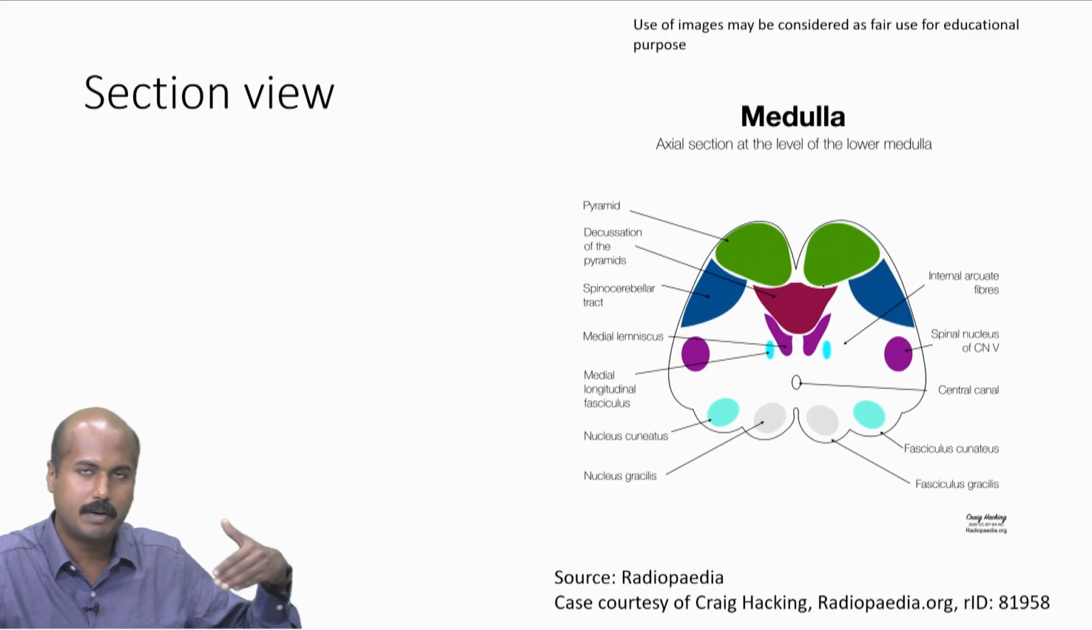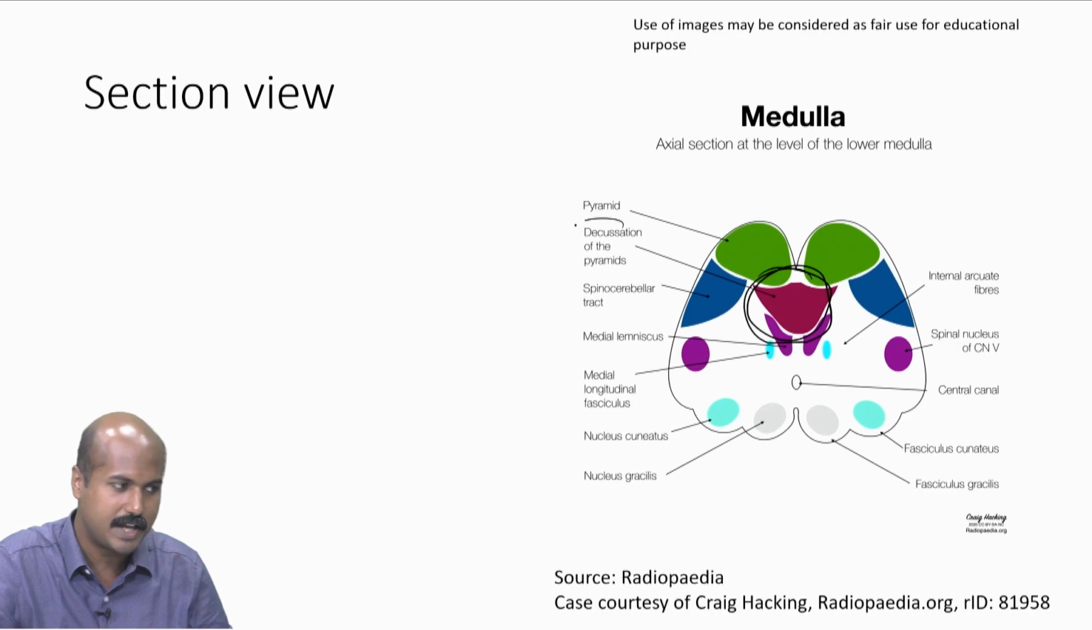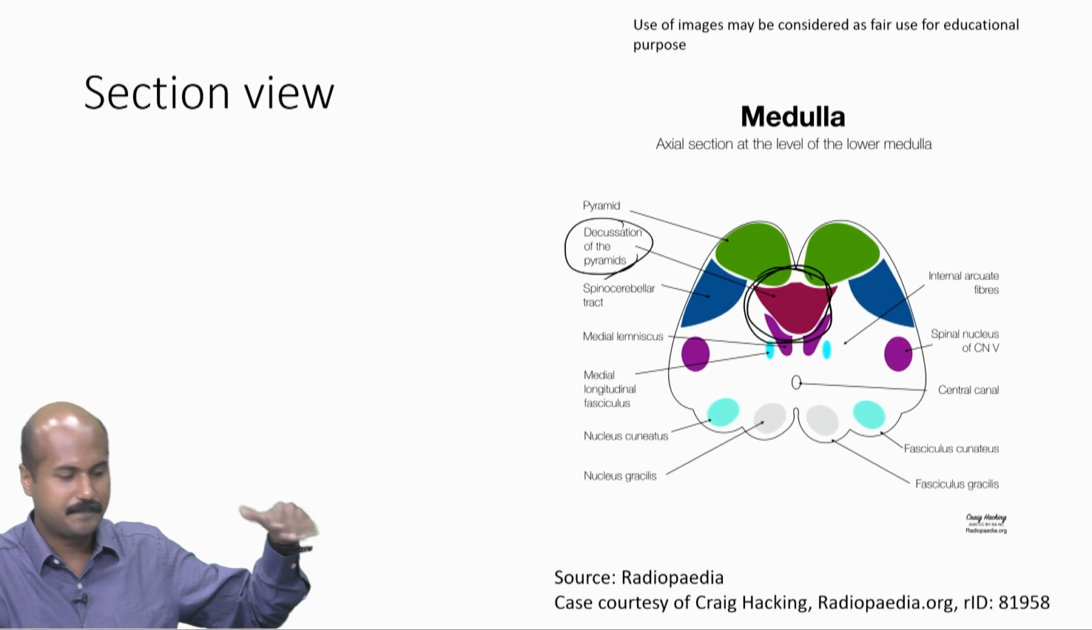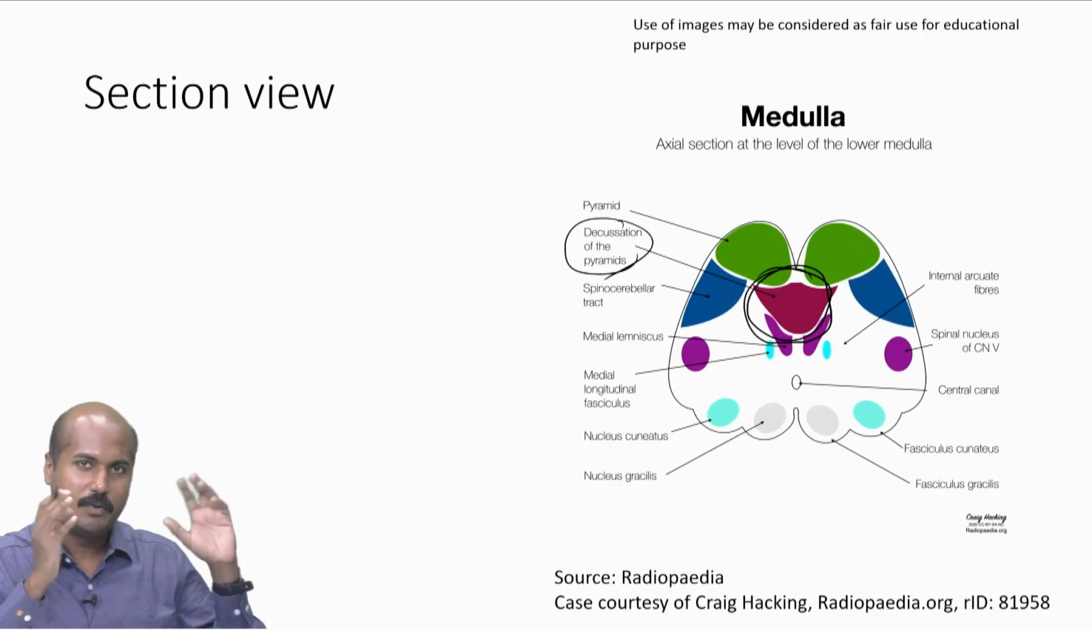If you take a lower section, you can see that there is a pyramidal decussation. This is a very, very important aspect that you see in the lower part of the medulla. So this is how you correlate the external features with the internal aspect.